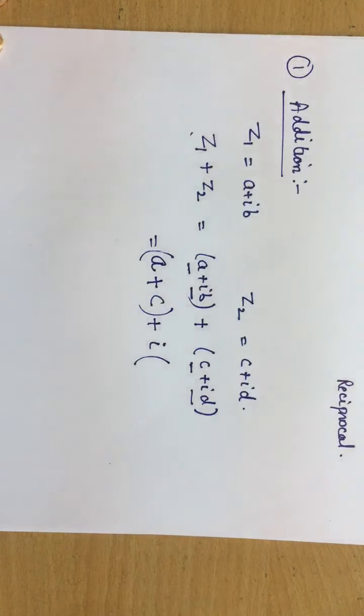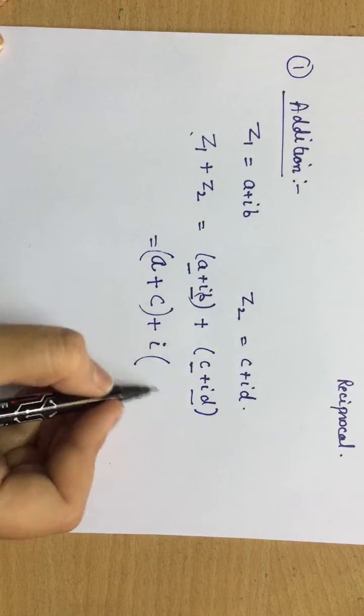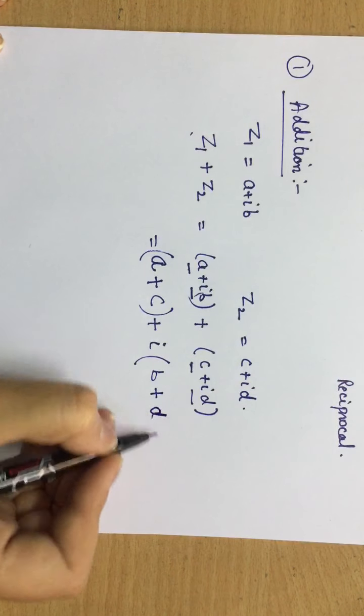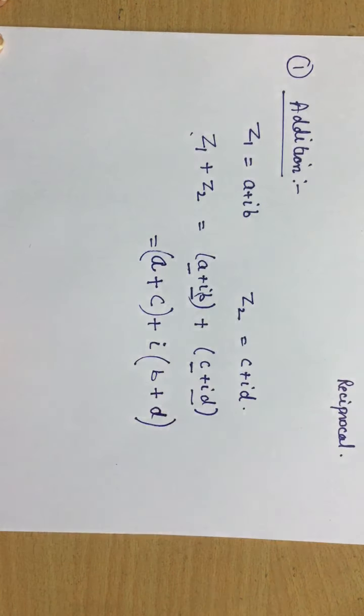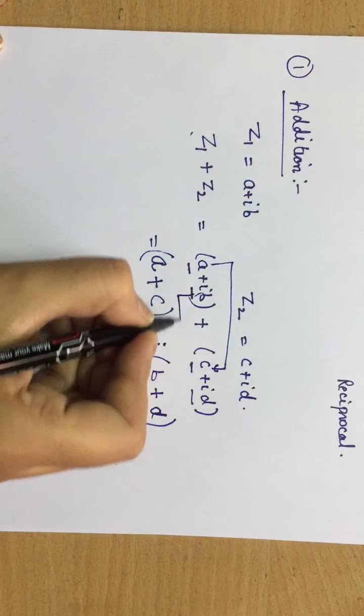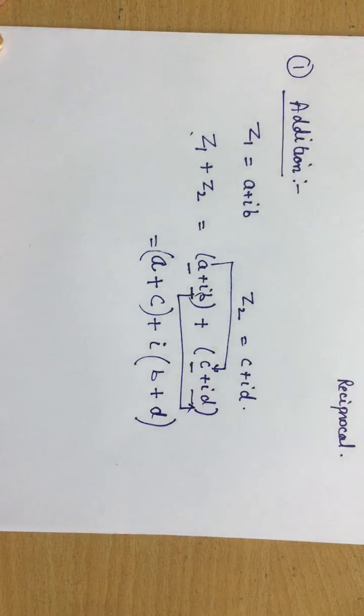Similarly this happens for the imaginary part. Iota can be taken common. Imaginary part is b, then the sign is addition and the value of imaginary part for z2. So in this way we add two complex numbers. Real part is added to real part and imaginary part is added to imaginary part.